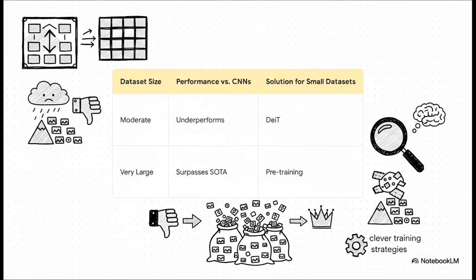This makes them incredibly hungry for data. On smaller, medium-sized datasets, they actually tended to perform worse than the good old CNNs. But when you could feed them absolutely massive web-scale datasets, they start to learn patterns and relationships that were beyond what CNNs could see, and they eventually blew past the state-of-the-art.